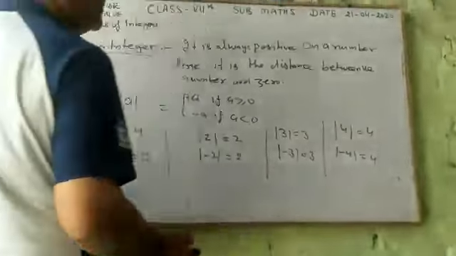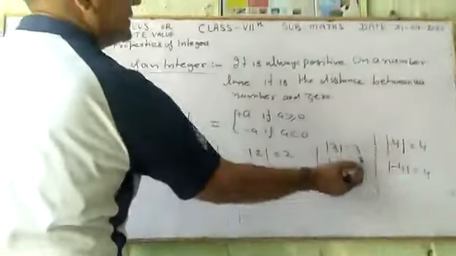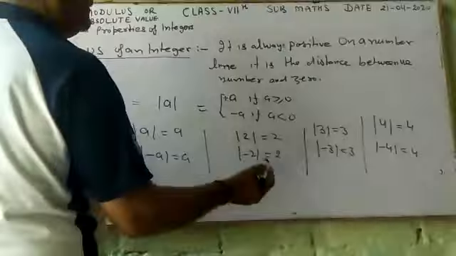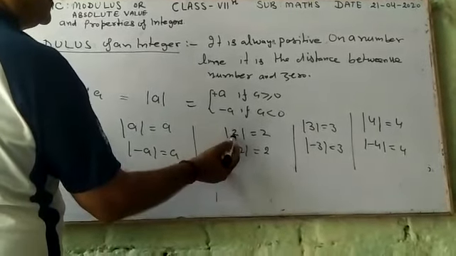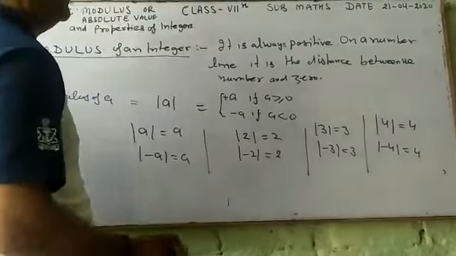to 4. So students, look here, we get positive values here: 2, 2, 3, 3, 4, 4. If given in the modulus positive or negative, we get an answer with positive values, that is 2.